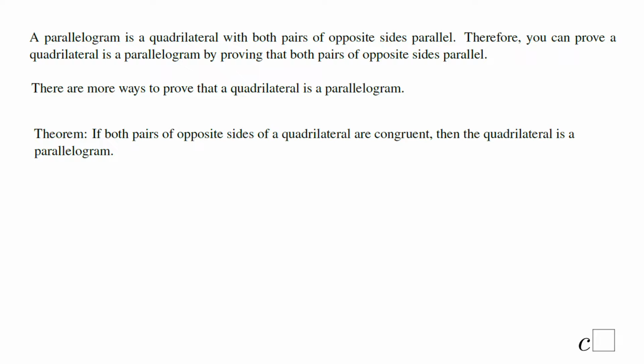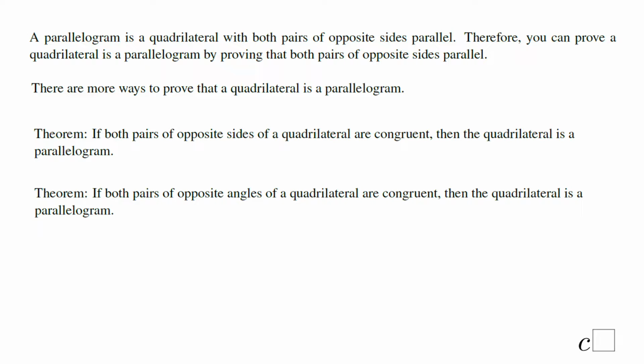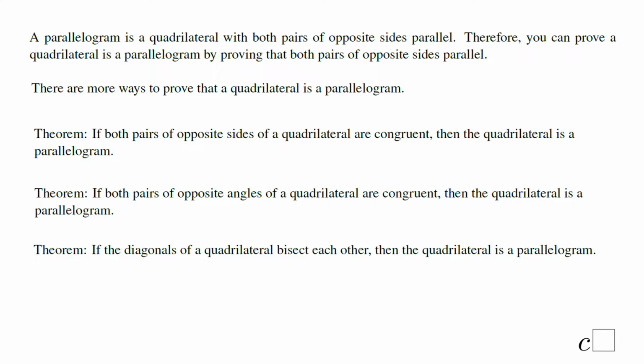If both pairs of opposite sides of a quadrilateral are congruent, then the quadrilateral is a parallelogram. Another way is this one. If both pairs of opposite angles of a quadrilateral are congruent, then the quadrilateral is a parallelogram. A third way is this one. If the diagonals of a quadrilateral bisect each other, then the quadrilateral is a parallelogram.